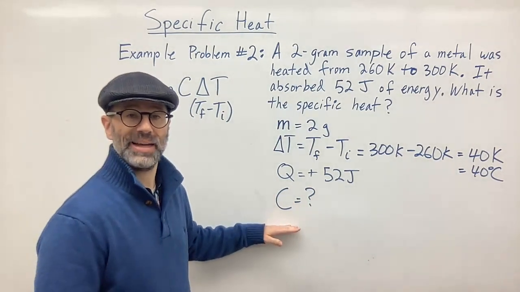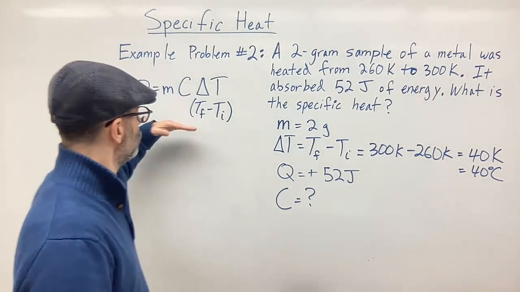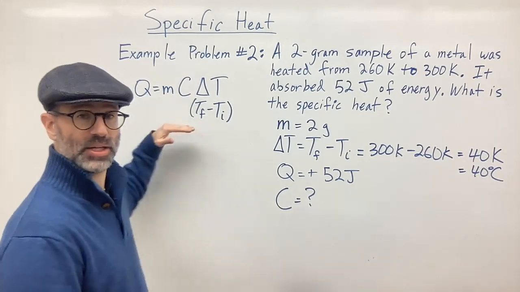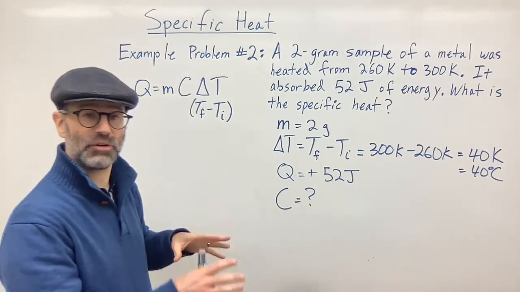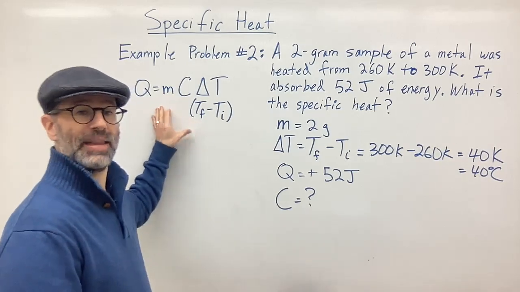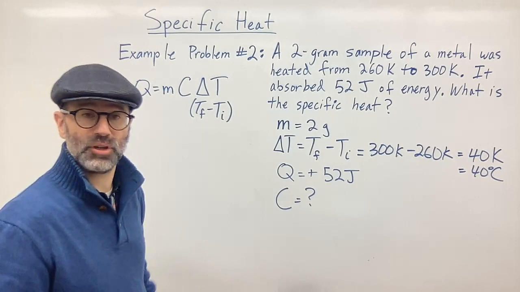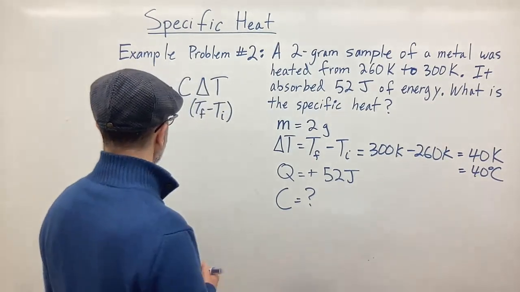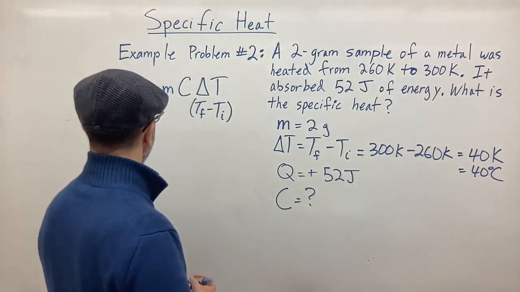You can either solve your equation for the missing part, so you could solve your equation for C and then plug in your values, or you can plug in your values here and then solve for C. It's up to you. It doesn't really matter. So let's just plug in our values, and then we can solve for C.